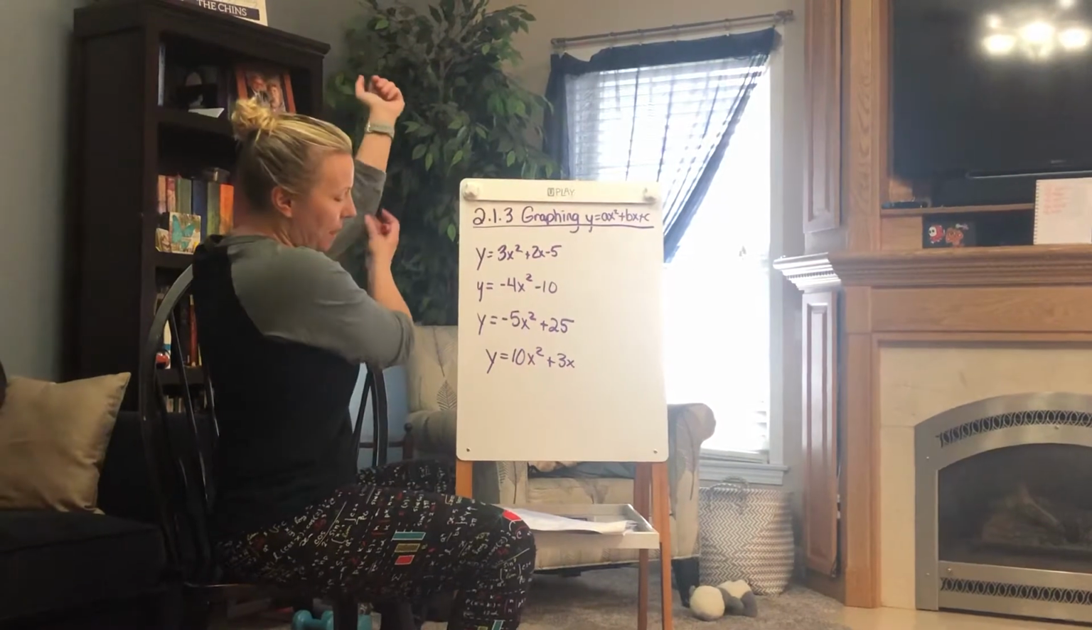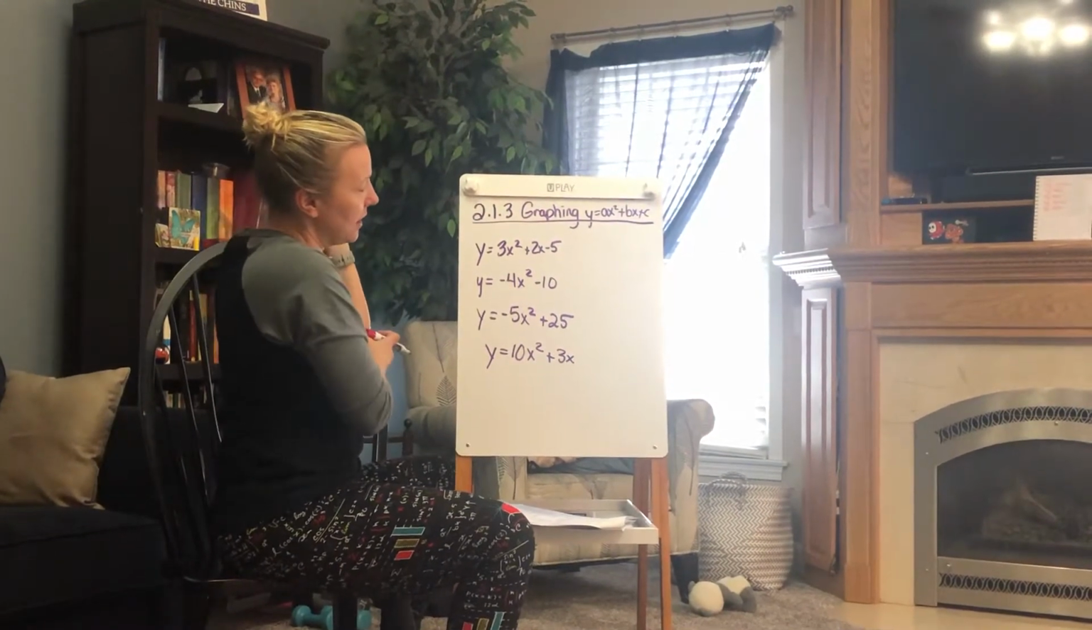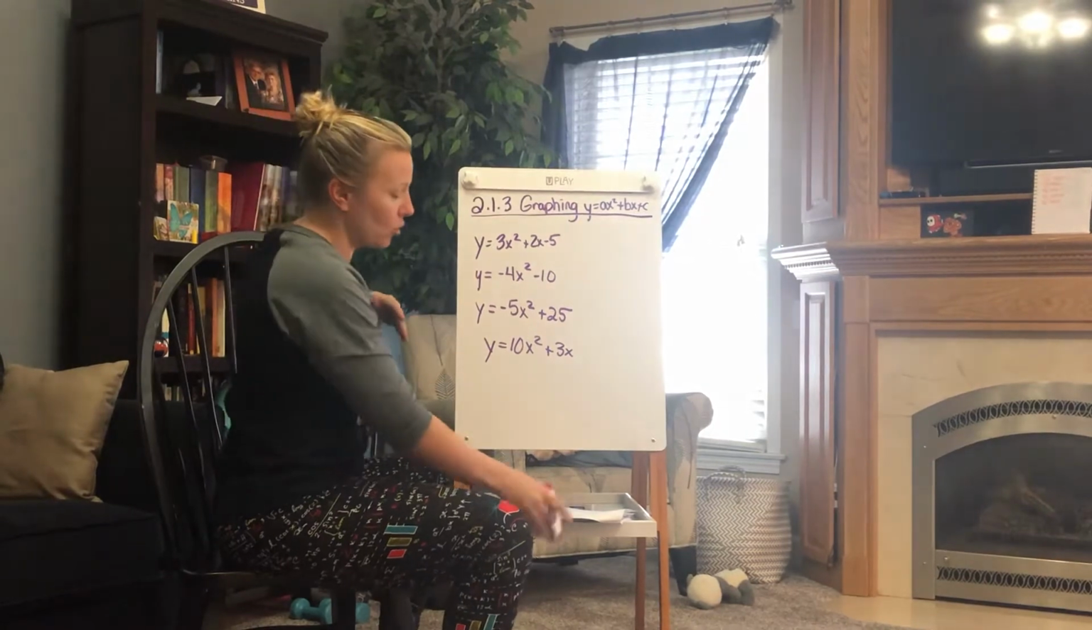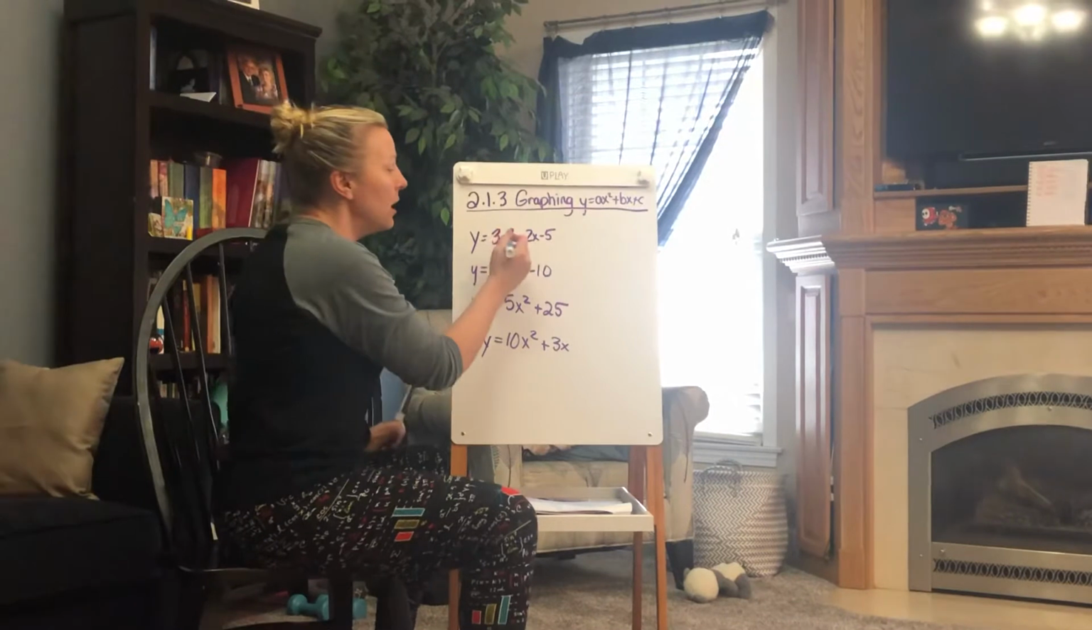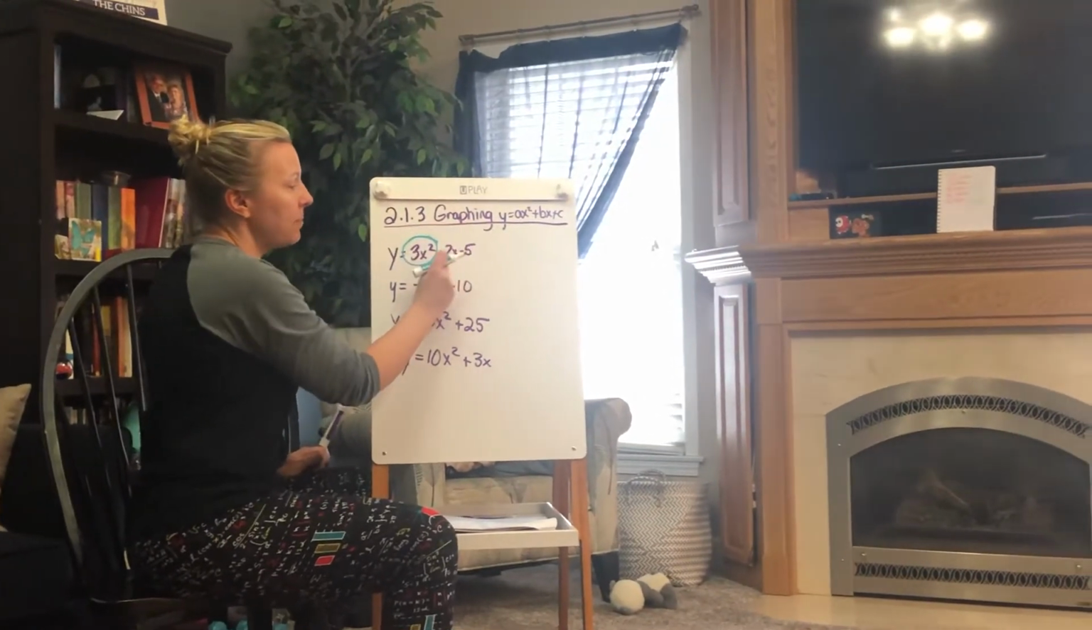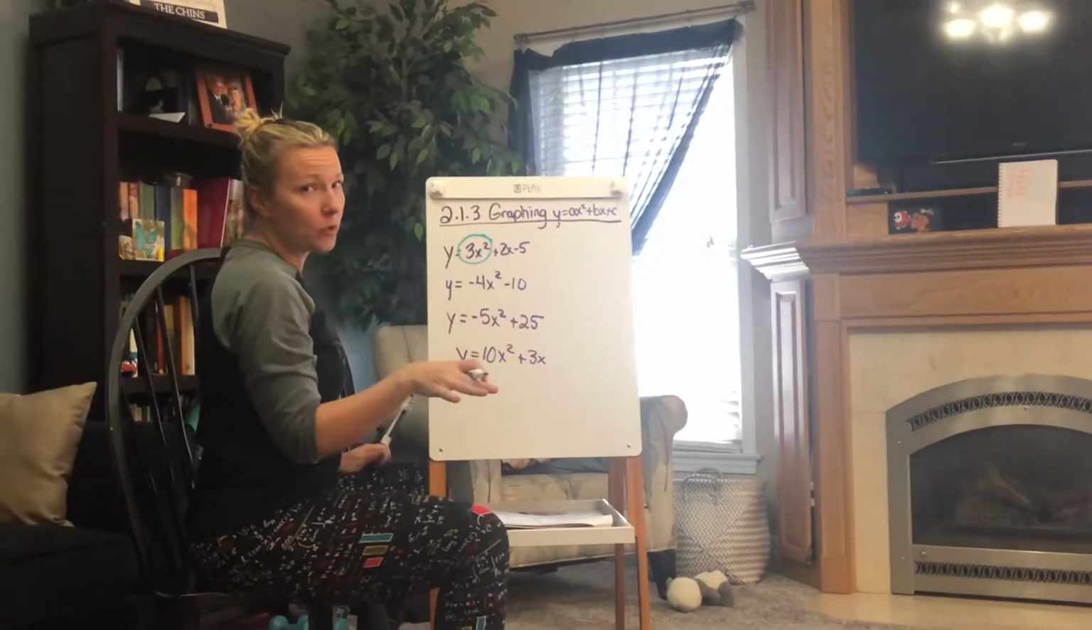The first slide says properties of graphing, and you have to be able to look at the equation to see whether it opens up or down, whether it's positive or negative. And the only part you care about is whatever's with x squared. This plus 2 and this minus 5 have nothing to do with whether it opens up or down.